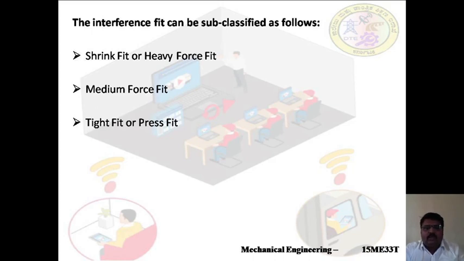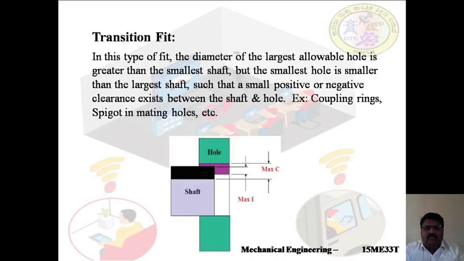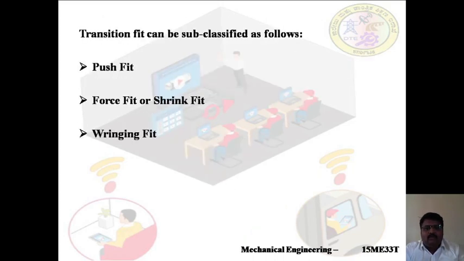So now we will move on to the sub-classification of transition fit. So we all know that transition fit can be sub-classified into push fit, force fit or strong fit, and ringing fit. So now we know what is a push fit. Push fit refers to zero allowance, and a light pressure is required in assembling the hole and the shaft. The moving parts show least vibration with this type of fit. It is also known as a snug fit.